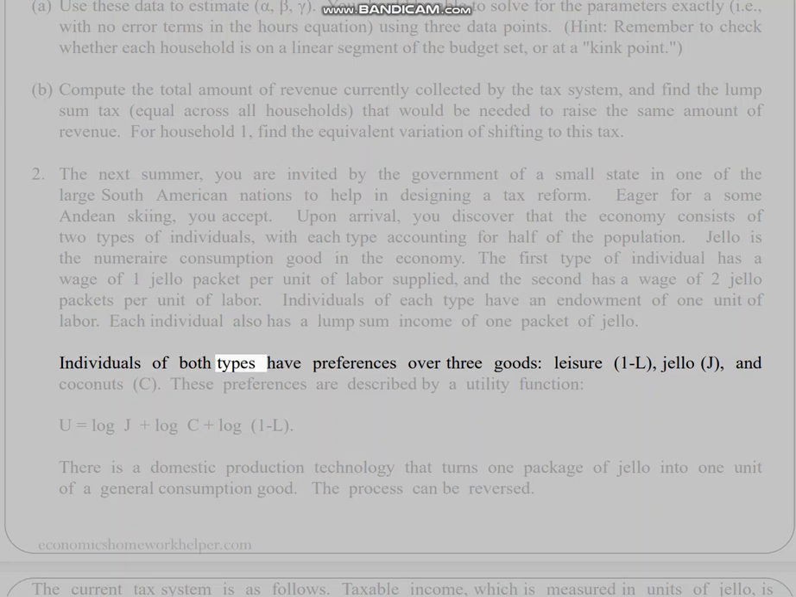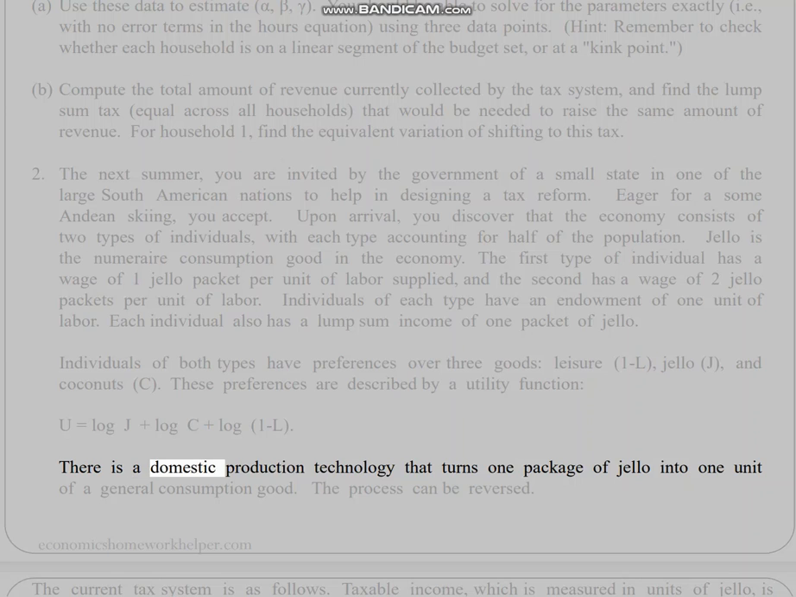Individuals of both types have preferences over 3 goods: leisure, 1 minus L, Jello, J, and coconuts, C. These preferences are described by a utility function U equals log J plus log C plus log(1 minus L). There is a domestic production technology that turns 1 package of Jello into 1 unit of a general consumption good. The process can be reversed.